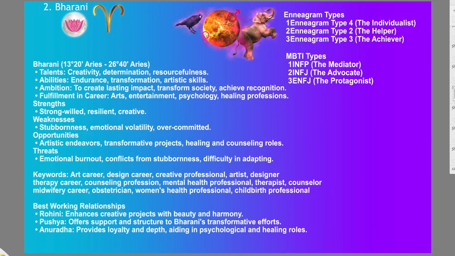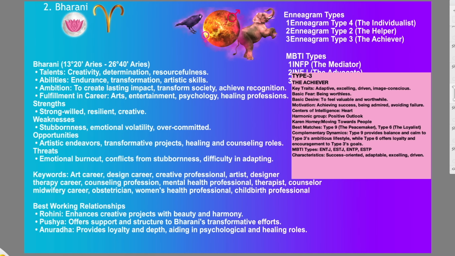For the type 3, who is the achiever, what's the energy there? So if you are the type 3, the achiever, with the prominent Bharani presence in your natal or Navamsha or D10, your key traits would be you're adaptive, you're excelling, you're driven, image conscious. Basic fear is being worthless. Basic desire is to feel valuable and worthwhile.